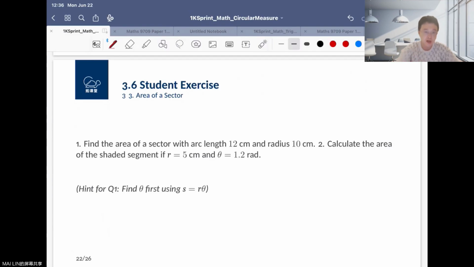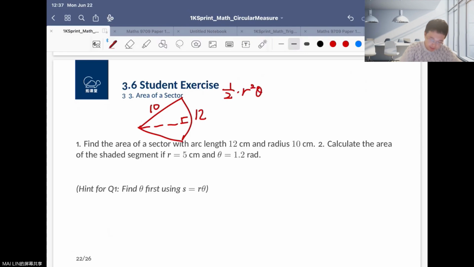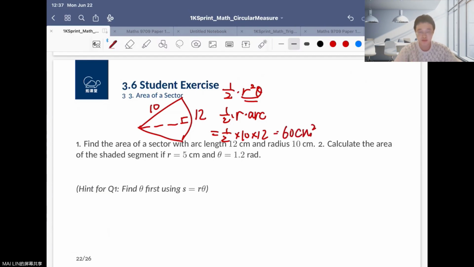So let's move to the first problem. Find the area of a sector with arc length 12 centimeters and radius 10 centimeters. You can draw the graph like here, where the arc length is 12 and the radius is 10. For the area, you can use a half times the base times the height, or a half times radius squared times theta. Here we know that r theta equals the arc length. So it equals a half times 10 times 12, because the arc length is 12 centimeters. The final value equals 60 centimeters squared. This is our first question, okay?